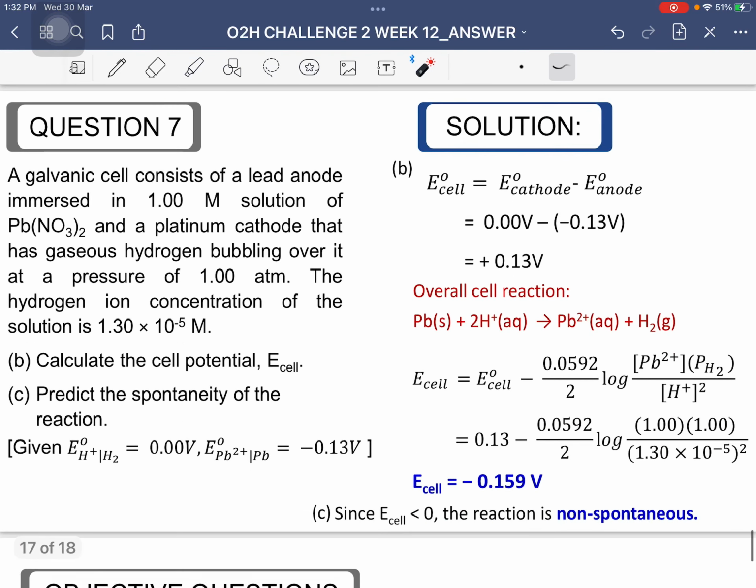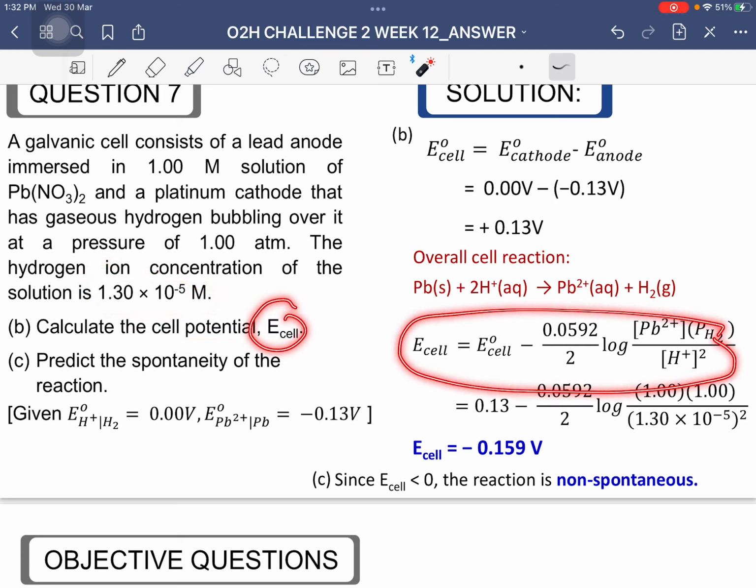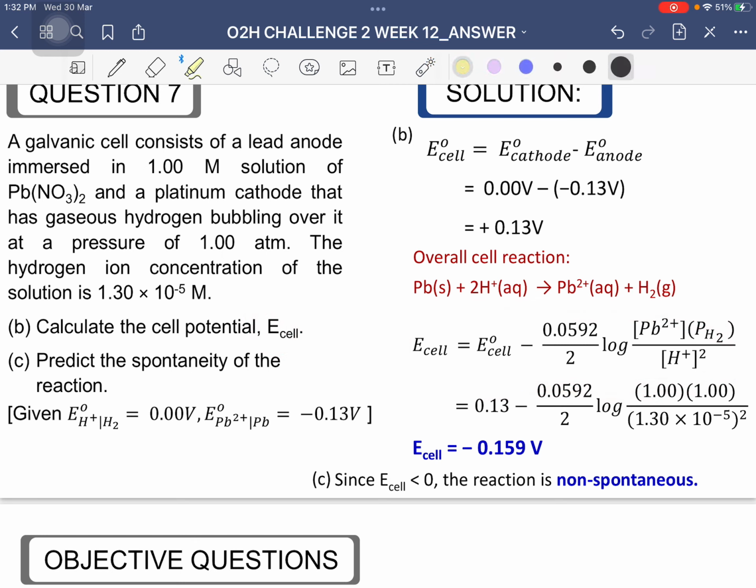Okay, soalan seterusnya adalah calculate the cell potential, E cell. Okay, so disebabkan concentration dia tadi bukan pada 1.0 molar, dia adalah non-standard condition. So bila non-standard, kita terpaksa menggunakan cell potential, iaitu menggunakan Nernst equation. So belum guna Nernst, kita pastikan kita ada overall equation yang betul.